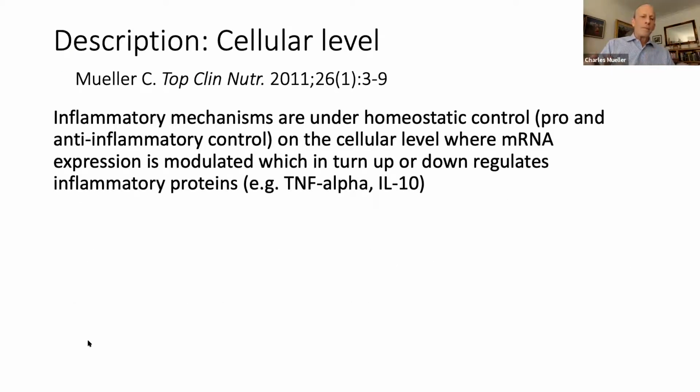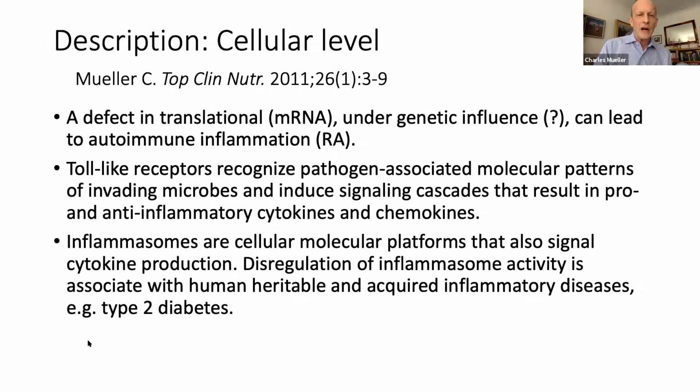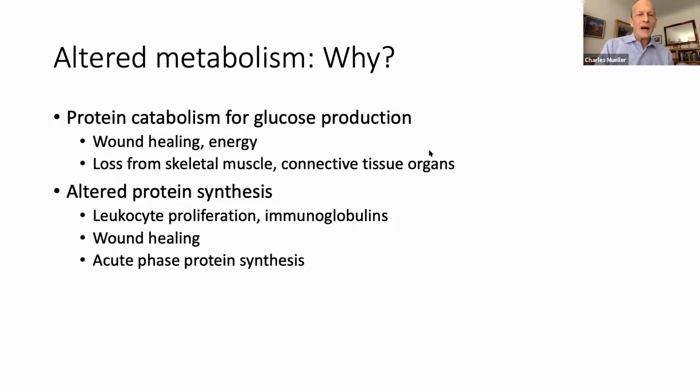Now, for those of you who are interested, you can look at how it's controlled on the cellular level, the inflammatory mechanisms, but we don't have time. But it is under control. There is a genetic influence. Not all of us will express inflammation exactly to the same degree, given the same insult. So there is a genetic predisposition to it. And what is inflammation for?